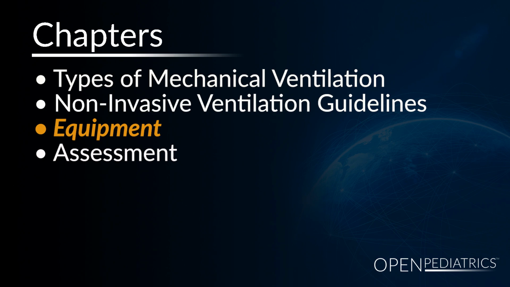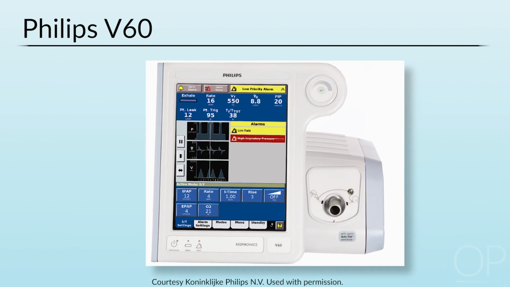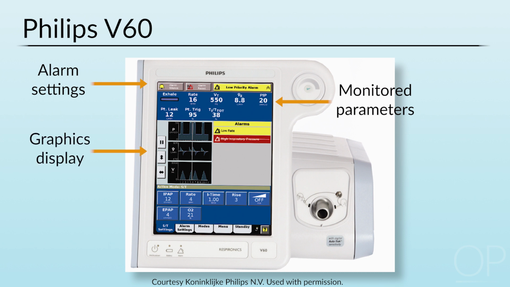Equipment. So the slide you see in front of you are pictures of the Philips V60. This is what you're probably going to be seeing mostly on the floors. If you look at the top of the screen, there'll be all your alarm settings. And the next row down are going to be your monitor parameters. In the middle of the screen will be all of your graphics. And then on the very bottom, you'll notice that those are the machine settings.